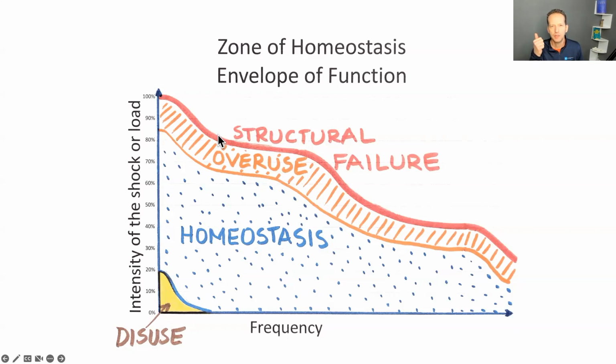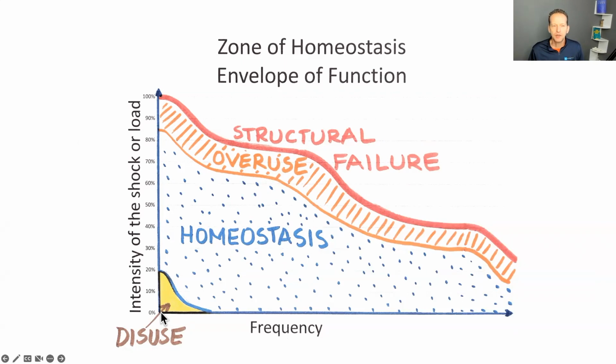It could be herniating of a disc, it could be rupturing of the labrum in your shoulder or hip, it could be rotator cuff injuries, it could be breaking bones, you name it, structural failure. Then we have the zone of overuse, the zone of homeostasis, and the zone of disuse or underuse.